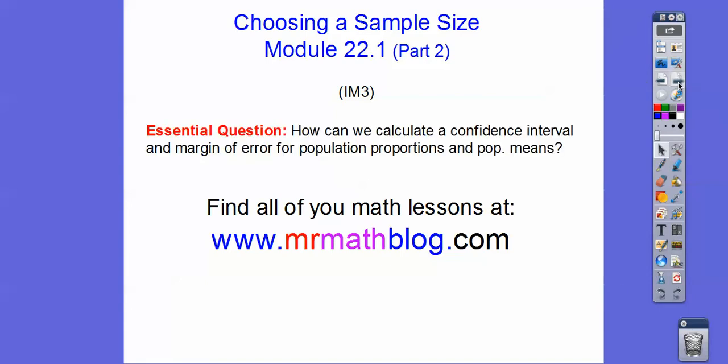Here's our question. How can we calculate the confidence interval? That was in the last lesson. And the margin of error, that's for this lesson. And the population proportions, population means, and stuff. So we're going to do that.